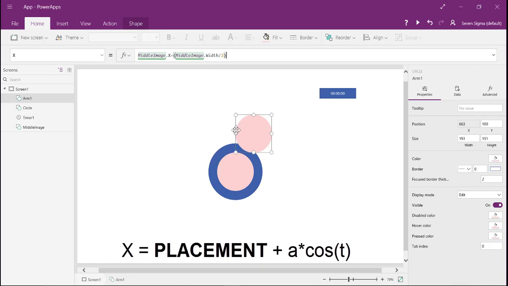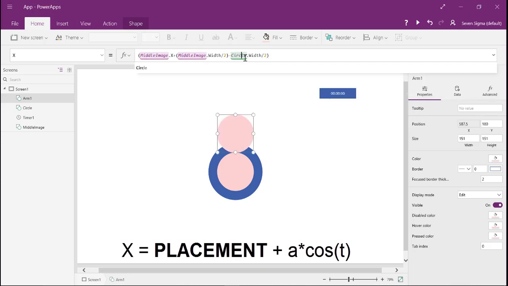It's now exactly the halfway point. Beautiful. And then, if we put that first bracket back in, because PowerApps will cry. If we then take half of the width of this circle, it puts it exactly in the middle, where we need it to be as a start point. Cool.